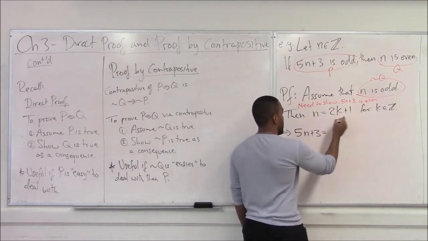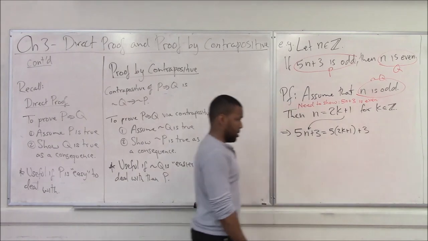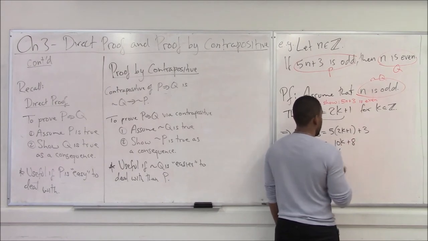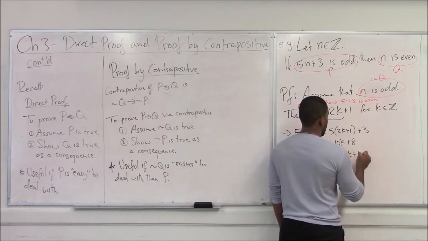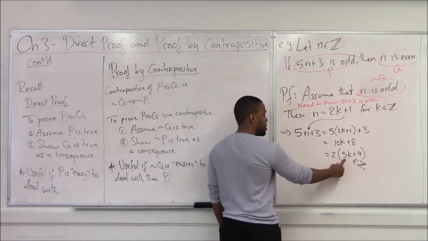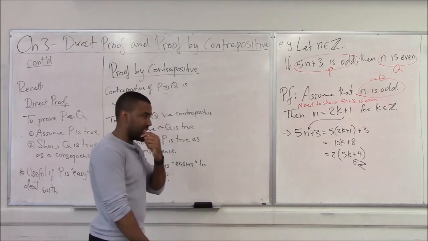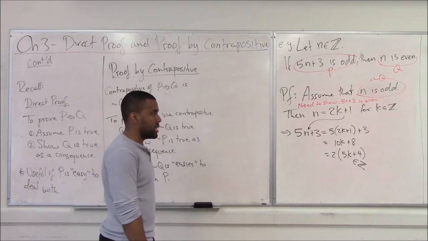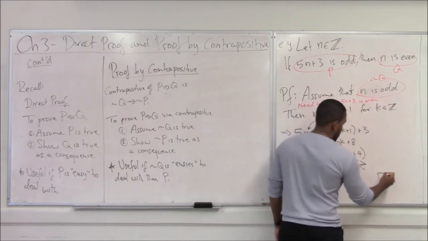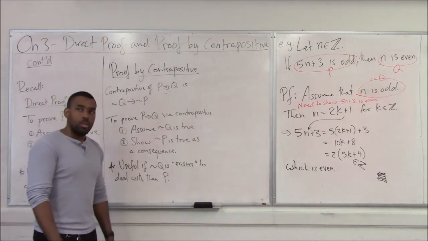Well, if n is this, let's take that and plug it in here. And so now we can start to simplify that. So that's 10k plus 8, which I can now factor out a 2. And this is clearly an integer based on the assumptions that we had before. Because k is an integer multiplied by 5, it's an integer. Add it to an integer, it's an integer. That's clear. There are no fractions or anything like that that might make things hairy. That's clearly an integer, and it's clearly even. End of proof. Questions on that?